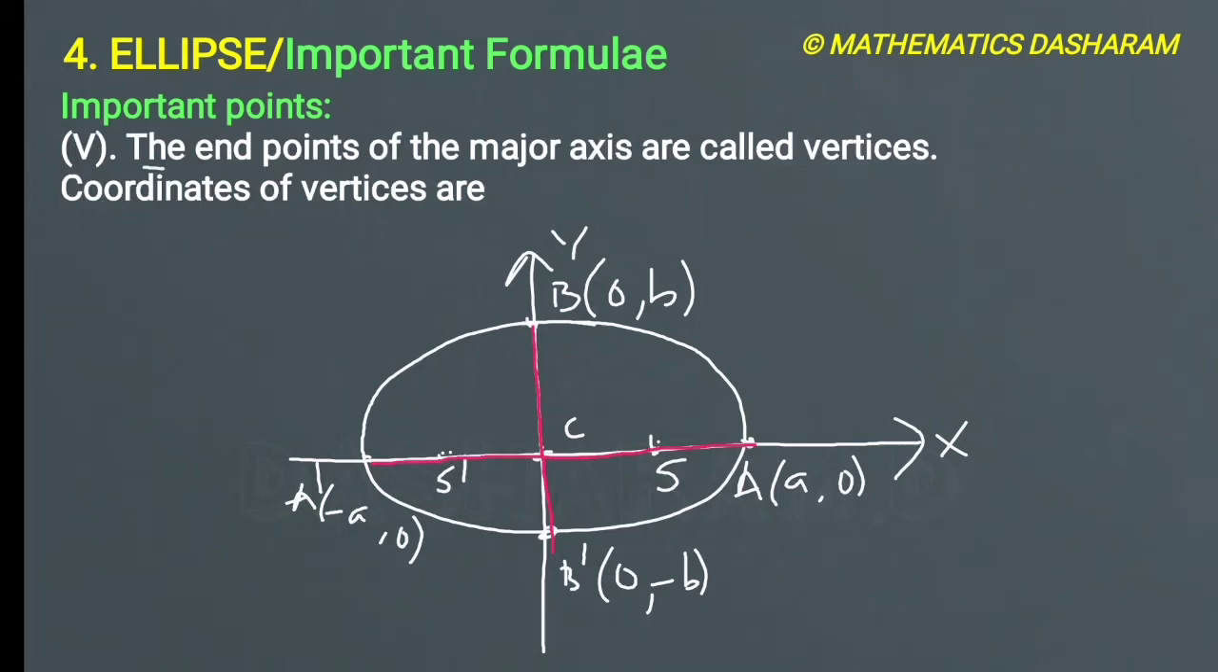Fifth point, the end points of the major axis are called vertices. So here, end points of the major axis. A to A dash is a major axis. Its end points, one is A, another one is A dash. So these are called vertices. The coordinates of the vertices are here. Coordinates of the first end point: a comma 0. Coordinates of the second end point: minus a comma 0. Then we can write in shortcut plus or minus a comma 0.